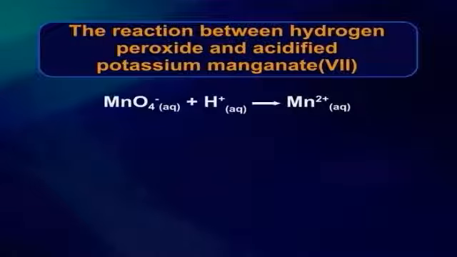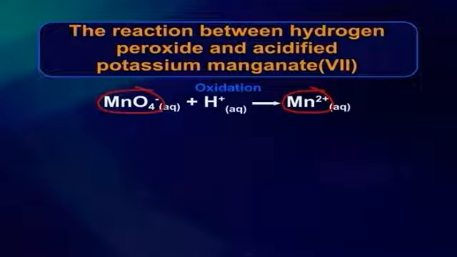Example: the reaction between hydrogen peroxide and acidified potassium manganate 7. Step 1 for the oxidant. MnO4- is the oxidizing agent and it is converted to manganese 2+ in the presence of hydrogen ions. Hence, MnO4- plus H+ to give Mn2+.